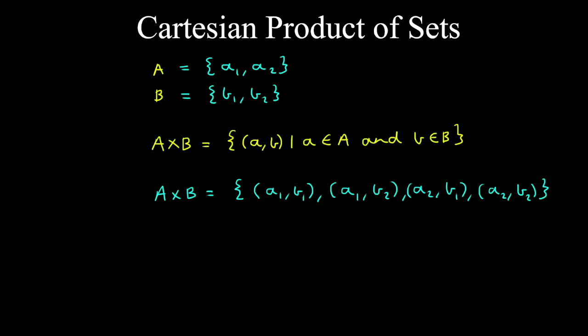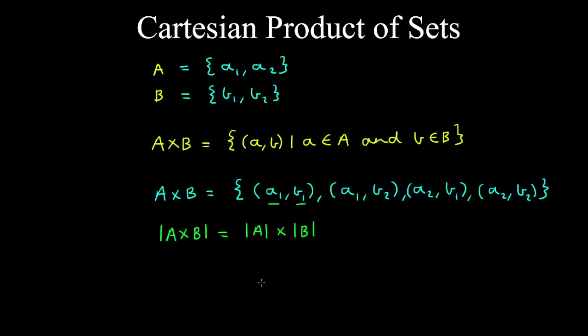So we end up with a set of ordered pairs with the first element from A and the second element from B. So from the multiplication rule, the size of the resulting set from the Cartesian product is equal to the size of A multiplied by the size of B.